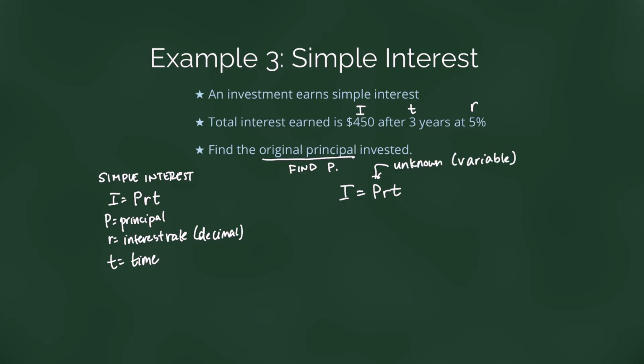We can fill in all the rest of the amounts. 450 equals P times R. We're going to express 5% as a decimal, so that's 0.05, and T is 3. So we get that 450 is equal to P times 0.15. We'll divide both sides by 0.15.